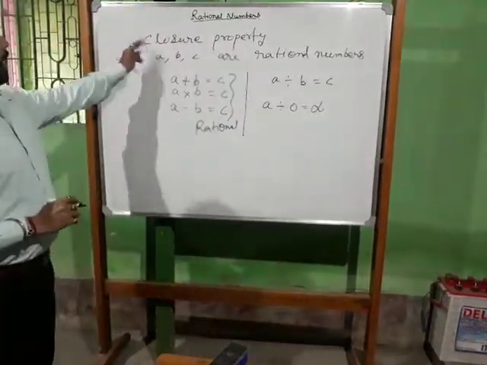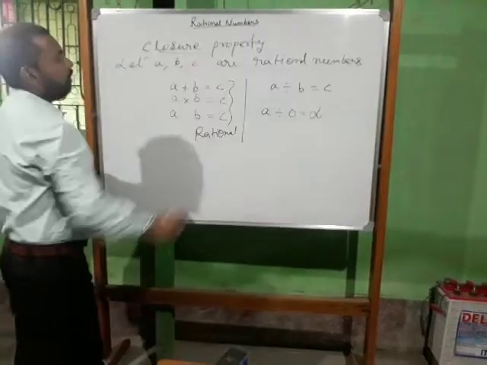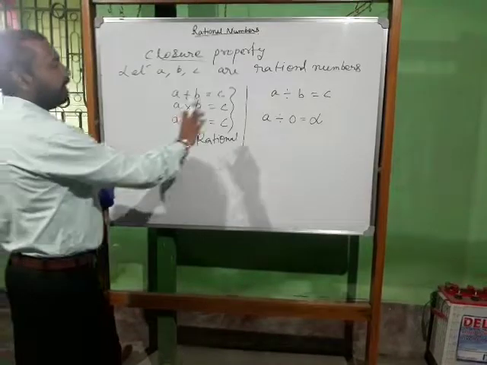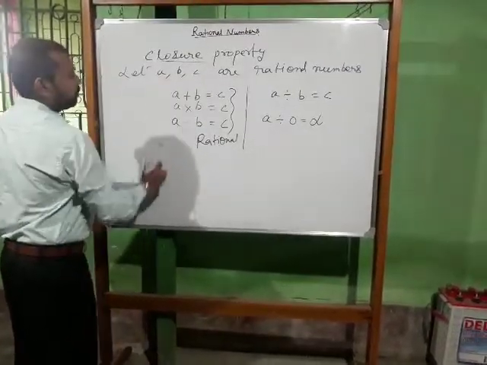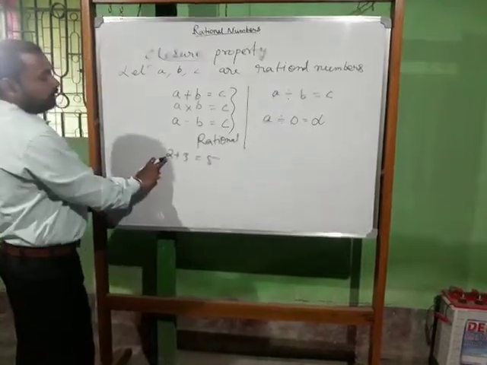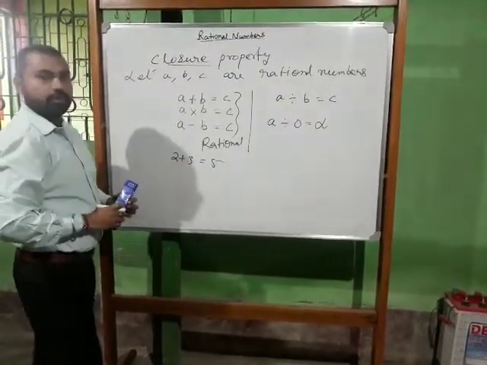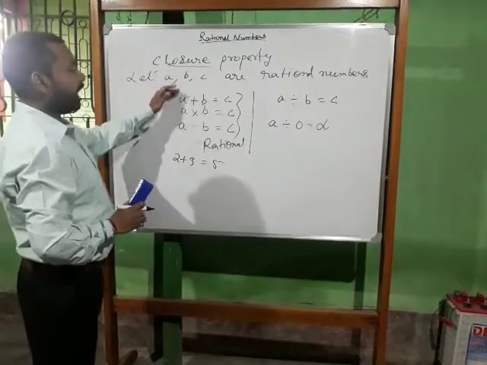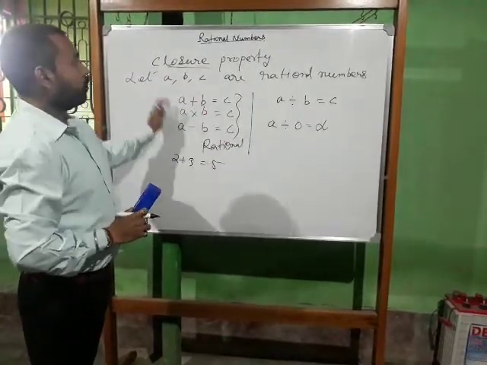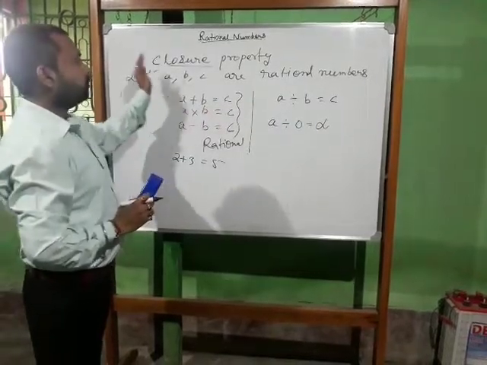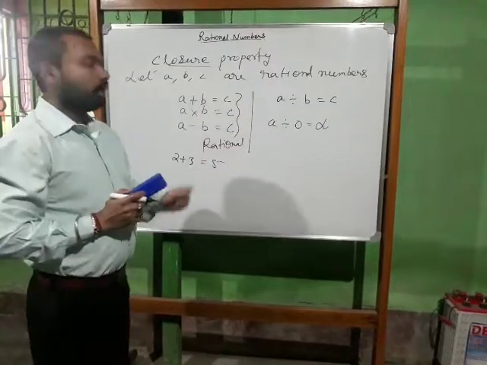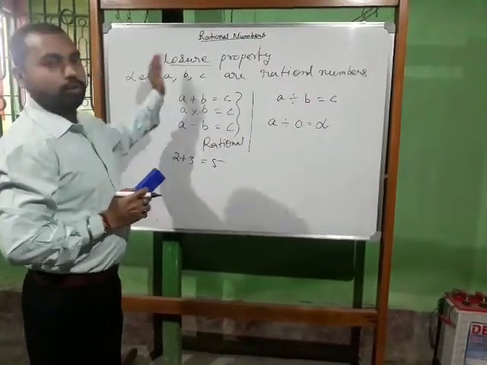Now after this closure property we will go to the commutative property. I think this is clear to you. For example, 2 plus 3 is 5. 2 is a rational number, 3 is a rational number, and 5 again is a rational number. So we have taken A, B, C and shown this property to you. Since time is very limited, otherwise the video will be very large, I am going to the next property.